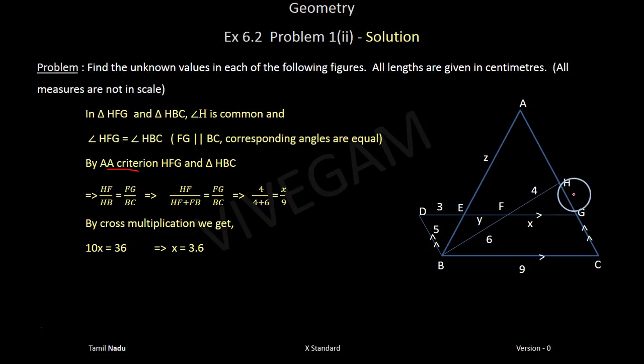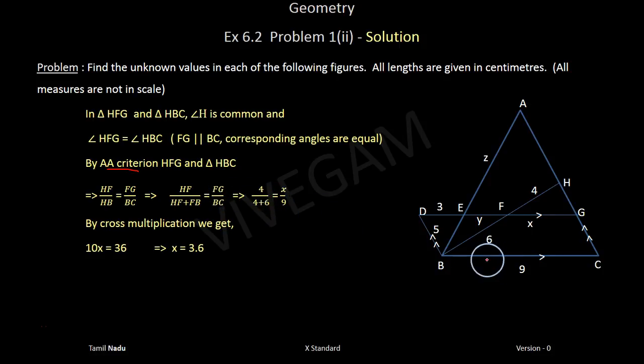Next, if they are similar, what happens? The ratio of the corresponding sides are equal. So HF divided by HB will be equal to FG divided by BC. So that is 4 divided by HB, and what is HB? HB is HF plus FB, right? So HF is 4 and HF plus FB is 4 plus 6, and FG is X and BC is 9.